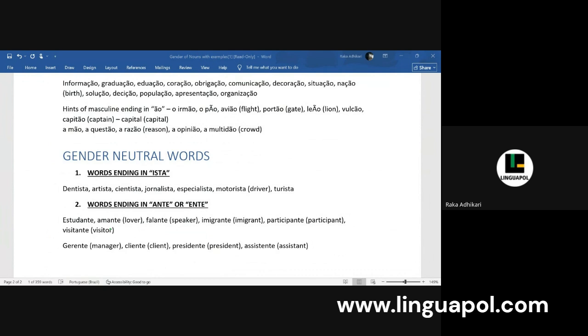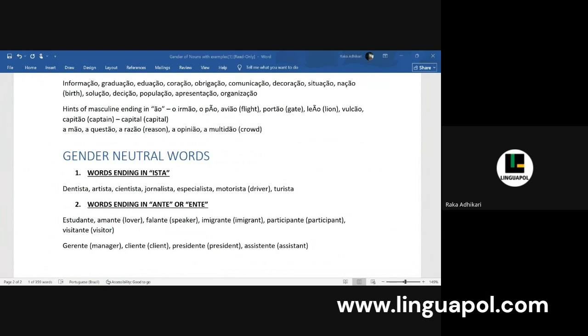Similarly, amante, lover. Falante, speaker. Imigrante, immigrant. Participante, participant. Visitante, visitor. Similarly, words ending in ente, those words are also gender neutral. So we have gerente, manager, cliente, client, presidente, assistente. All these words are gender neutral words.